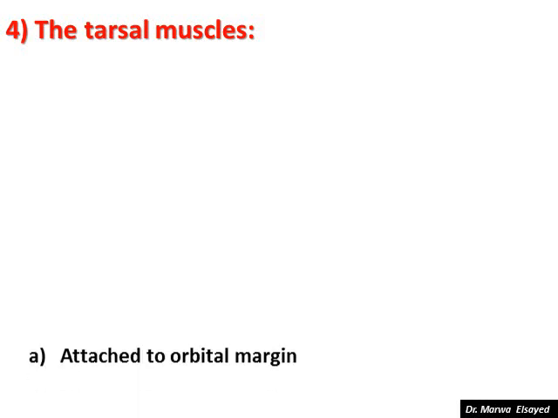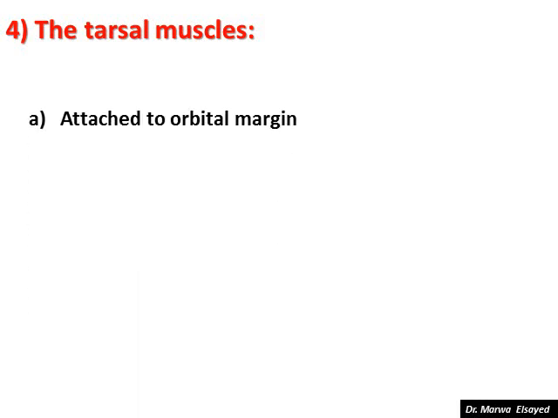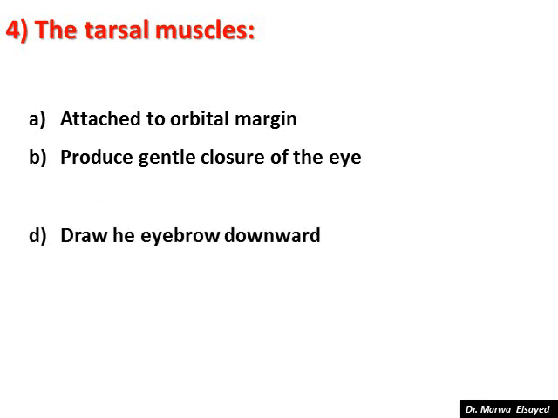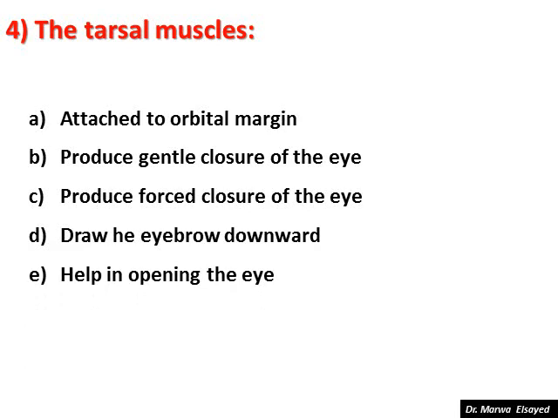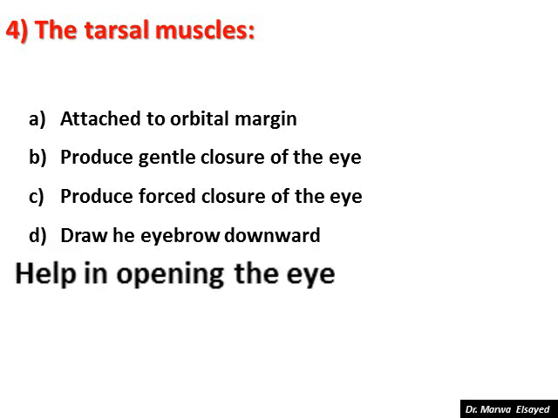The tarsal muscles attached to the orbital margin: produce gentle closure of the eye, draw the eyebrow downward, produce forced closure of the eye, or help in opening the eye. The right answer is help in opening the eye.